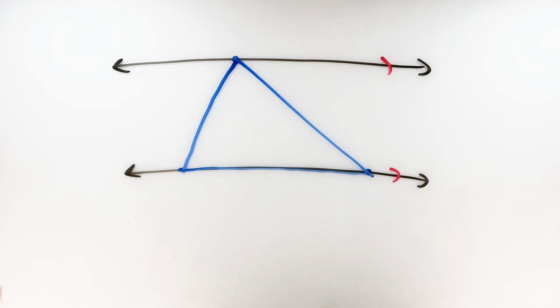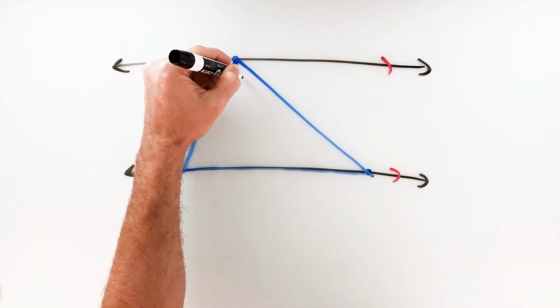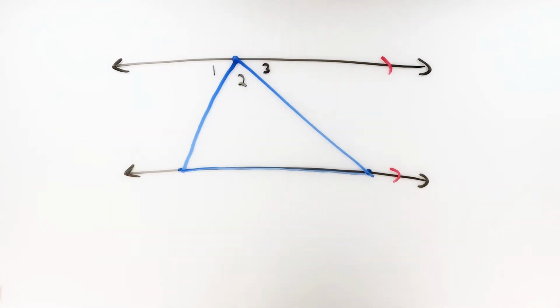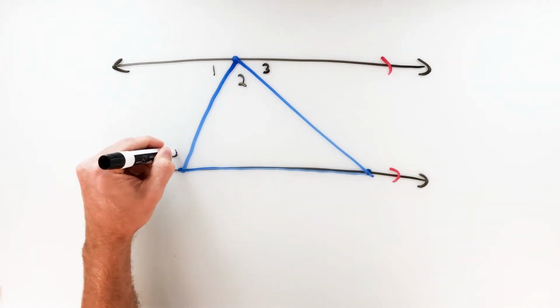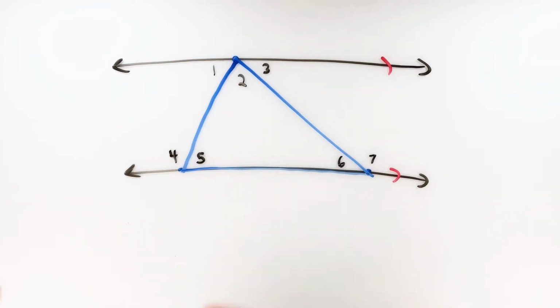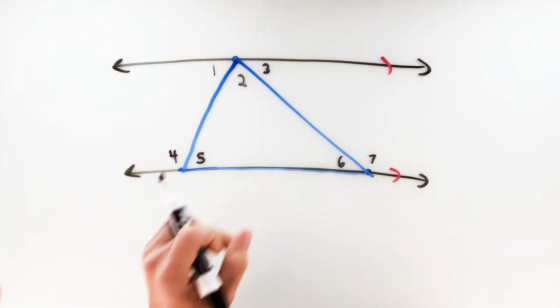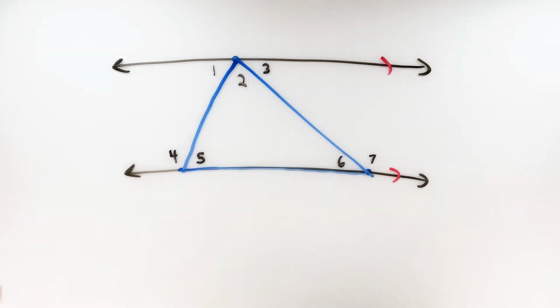Okay, so what I want to do is look at the angles that we've created in this situation. So I've got angles here, call that 1, 2, and 3. And then we've got down here 4, 5, 6, and 7. Okay, so the three angles that are inside the triangle, the interior angles of the triangle, we've got angle 2, angle 5, and angle 6. And our hypothesis here is that those three angles are going to have to add up to 180. So how do I know that?